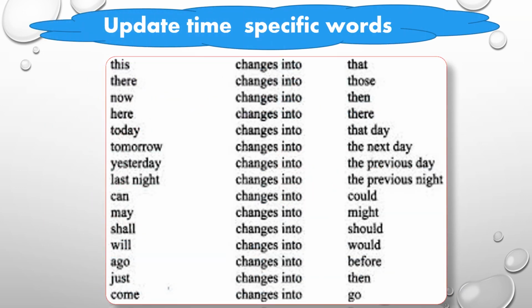Update time specific words. This changes into that, these changes into those, now changes into then, here changes into there, today changes into that day, tomorrow changes into the next day, yesterday changes into the previous day, last night changes into the previous night, can changes into could, may changes into might, shall changes into should, will changes into would, ago changes into before, just changes into then, come changes to go.